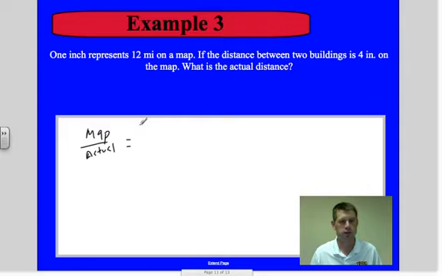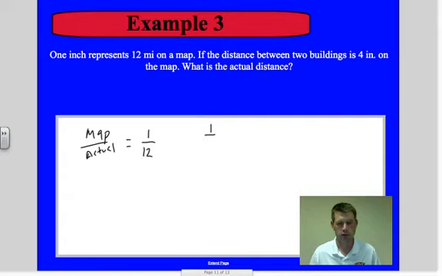So let's take the knowns. They told us 1 inch on the map is 12 miles. So that would be the actual distance is 12 miles. So really that's like our scale. We want to know if they're 4 inches apart, what is the actual distance? So that's where we use the proportions.